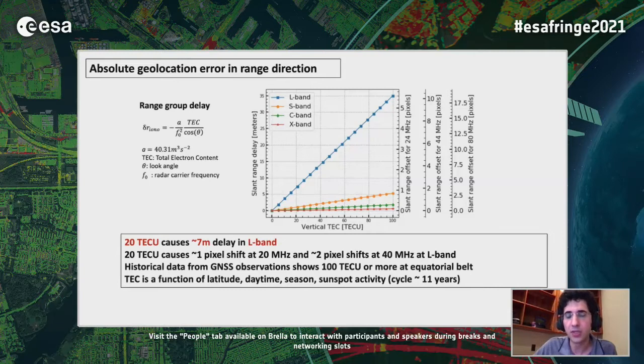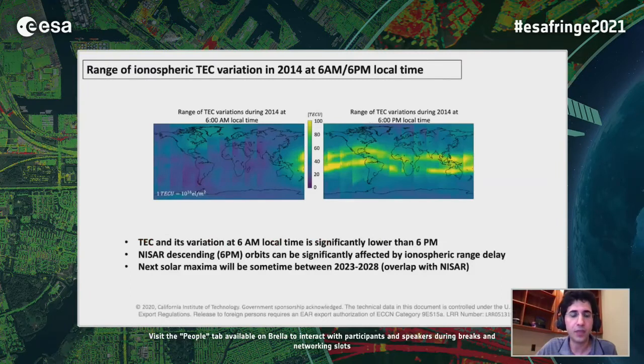20 TECU is not much actually. We could reach significantly larger depending on the daytime and also seasons, solar cycle, all those things. But 7 meters is already 1 pixel in our 20 megahertz data. So it's important. We know that our data is going to be on orbits very similar to Sentinel-1, 6 a.m. and 6 p.m. local time.